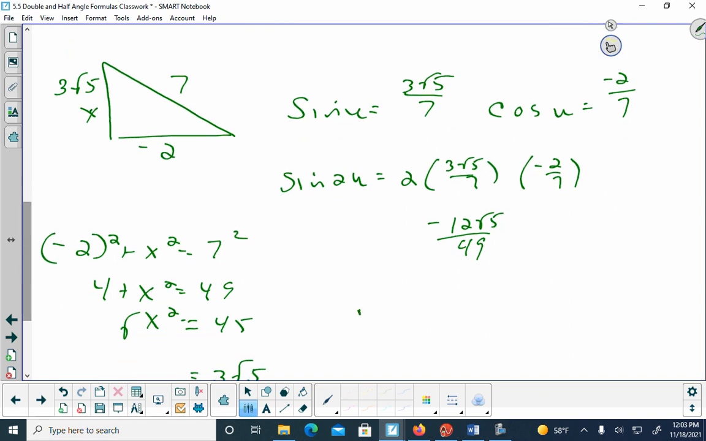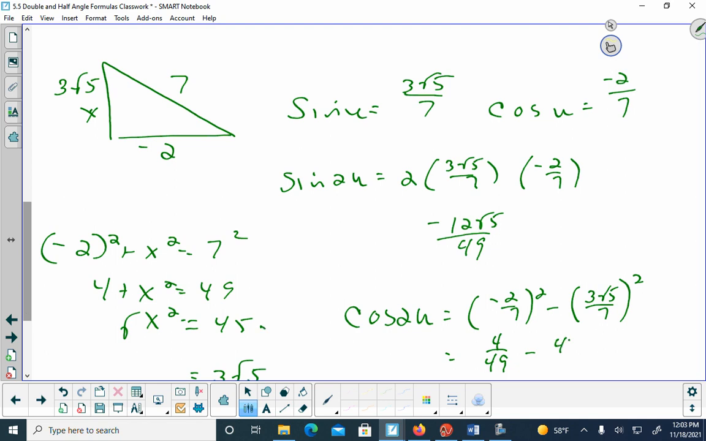Then to do the cosine of 2u, I'm going to do the cosine squared, so negative 2/7 squared minus the sine squared, so that's 3 times the square root of 5 over 7 squared. This is 4 over 49. Remember that negative 2 becomes positive. This, 3 times the square root of 5 squared is 45, right? So that's going to be 45 over 49. And when I subtract, I get a negative 41 over 49.